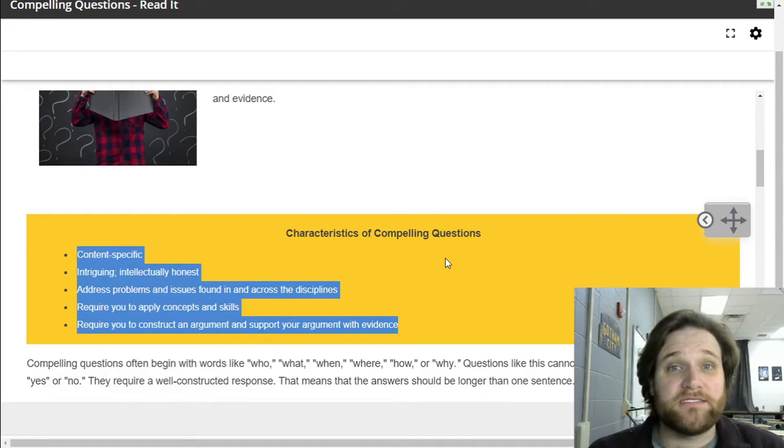I'm hoping a lot of this sounds familiar for those of you that have been in class with me. If you haven't been in class with me, anytime there's a discussion of current events, anything that is opinion based, we try to follow this pattern in class. So now we're actually just seeing this written out in front of us and how to do it. Compelling questions are going to often begin with who, what, when, where, how, why, and it's not going to be a yes or no answer. It is going to be a well-constructed response and longer than one sentence. That's the simple way of putting it.